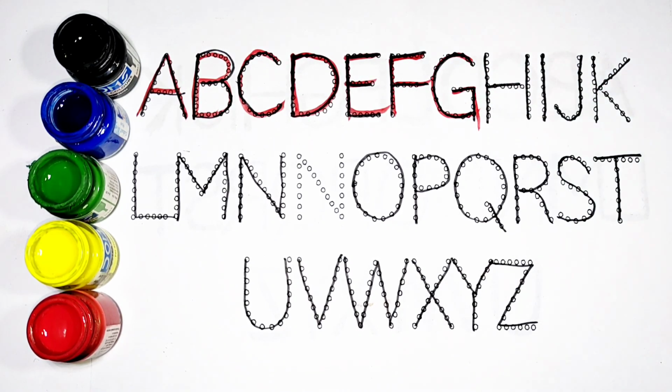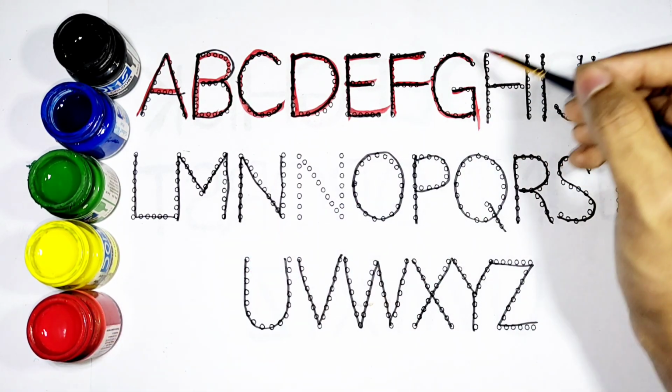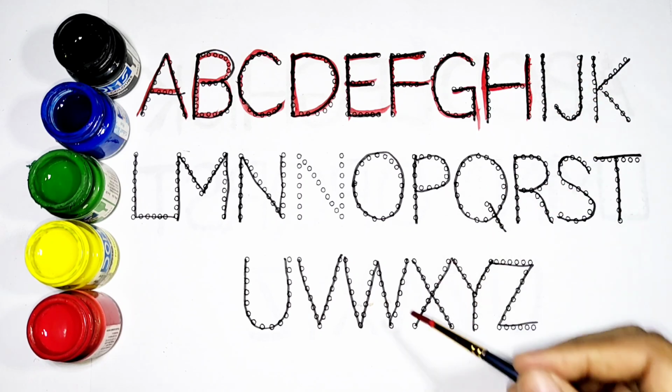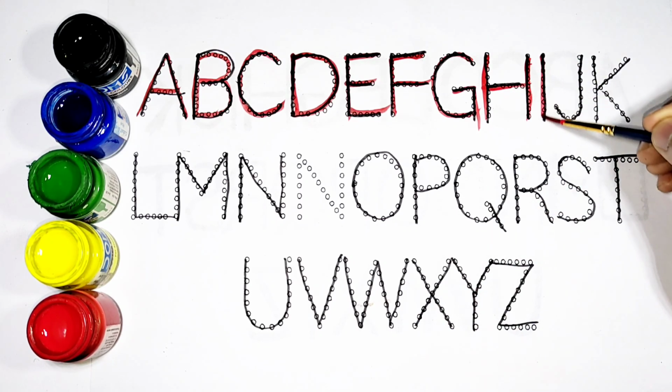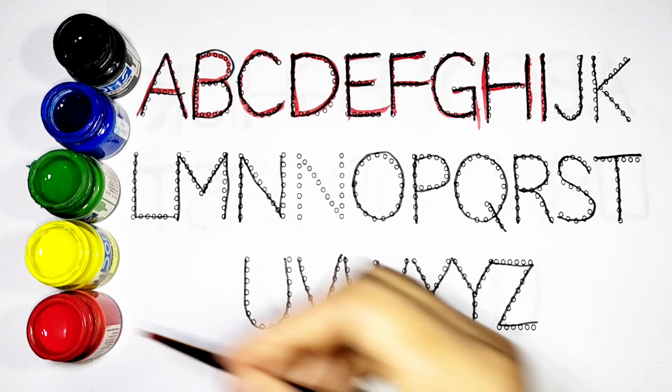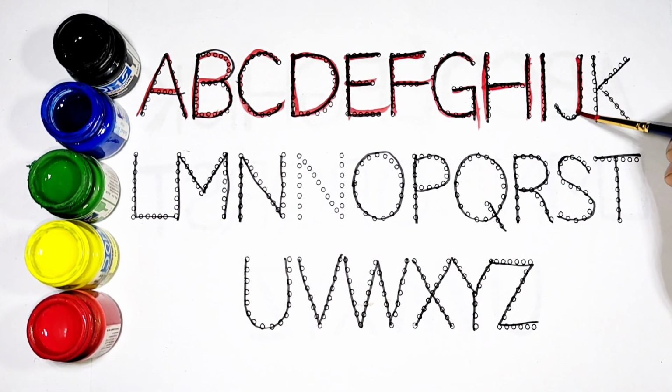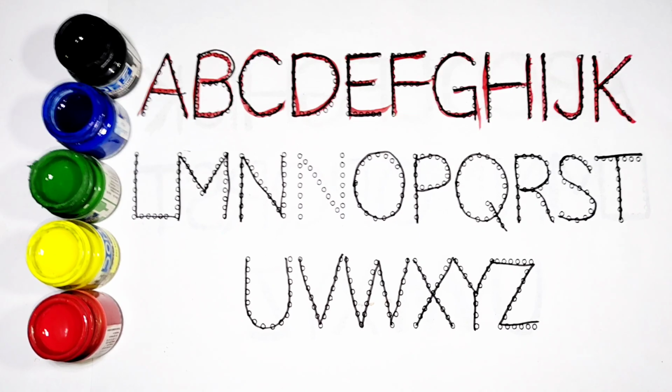Now we are coloring the alphabet of G. And the next one is H. H for hand. I for eyes, and the next one is J. J for jackfruit. The next one is K. K for kite. Kids, now we are using the color of blue.